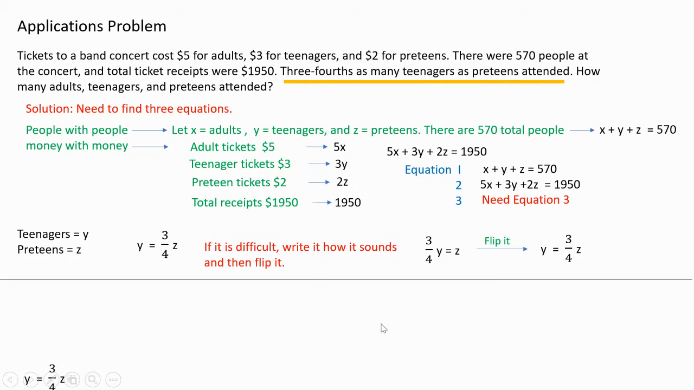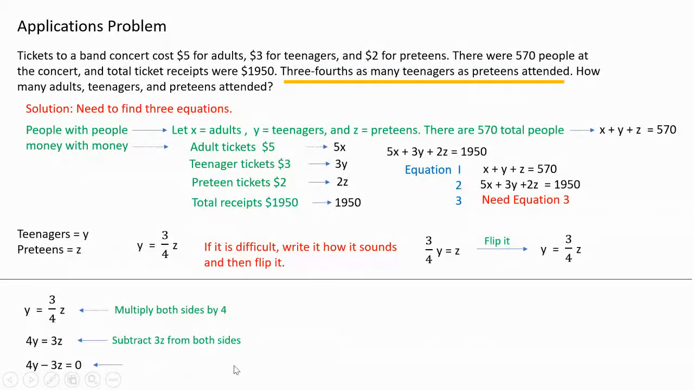Now, you don't want fractions, so I'm going to multiply both sides by 4. We get 4y equals 3z, because 4 times y is 4y, and 4 times 3/4 z, the 4's cancel, so we get 3z. Now I have to put it in the form ax plus by plus cz equals d, so I need to subtract 3z from both sides. So this is my new equation 3.